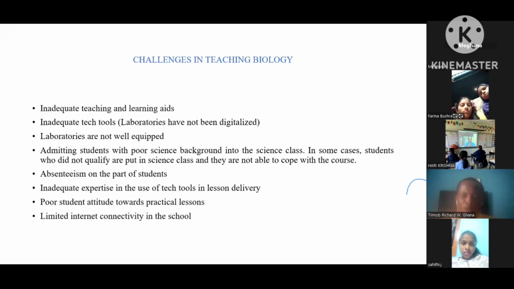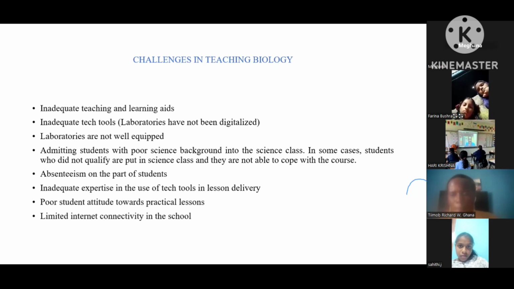Now, poor attitude of students towards practical lessons is another key factor. A lot of the students don't show much interest when it comes to doing biology practical lessons. So it's either they will not come to class, or when they come, their participation in the practical lessons is very, very minimal. You have to do a lot of work to get them going.